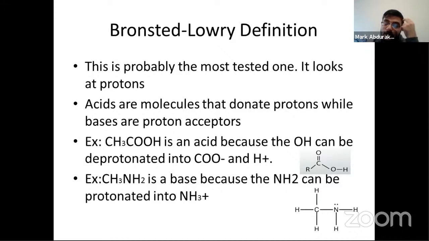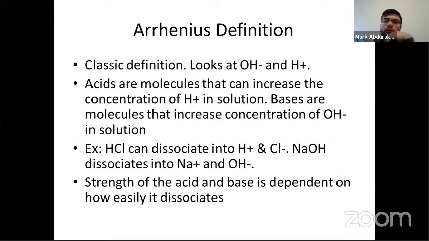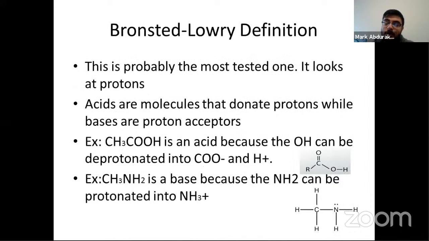The major difference is actually the bases. In the Arrhenius definition, bases are more OH minus focused, whereas here they're more proton acceptors. So what are some examples of this? An example of a Bronsted-Lowry acid is acetic acid, which has the formula here and the picture here.